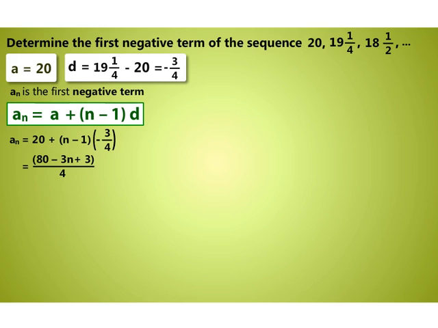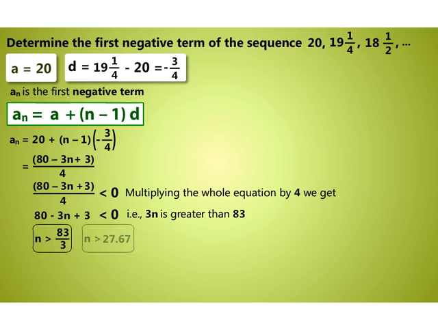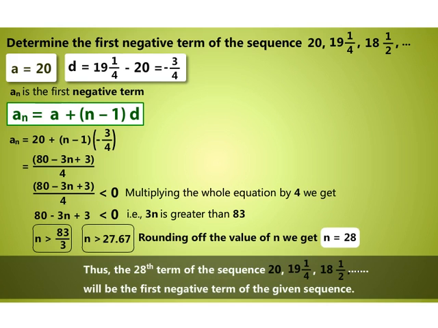Since An is a negative term, (80 minus 3n + 3)/4 is less than 0. Multiplying the whole inequality by 4, we get 80 minus 3n + 3 is less than 0. That is, 3n is greater than 83. n is greater than 83 by 3. n is greater than 27.67. Rounding off the value of n, we get n is equal to 28. Thus, the 28th term of the sequence 20, 19 and a quarter, 18 and a half will be the first negative term of the given sequence.